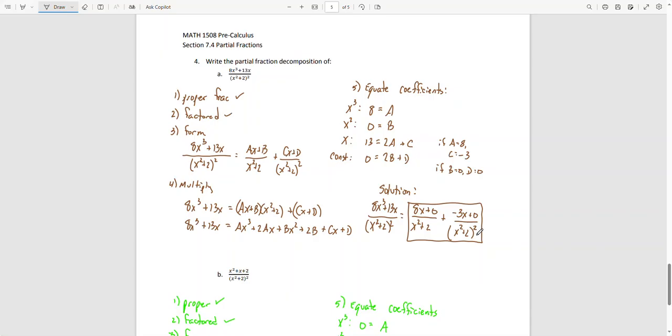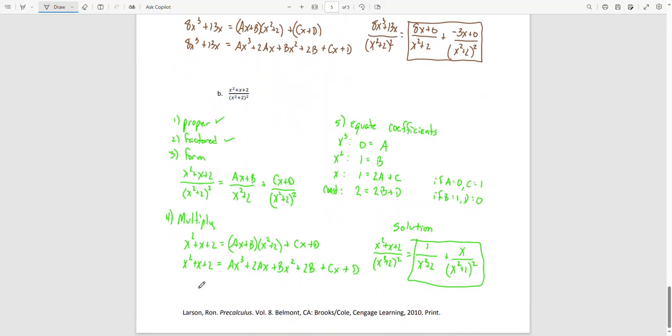All right. Last problem. And I went with the green. That green.